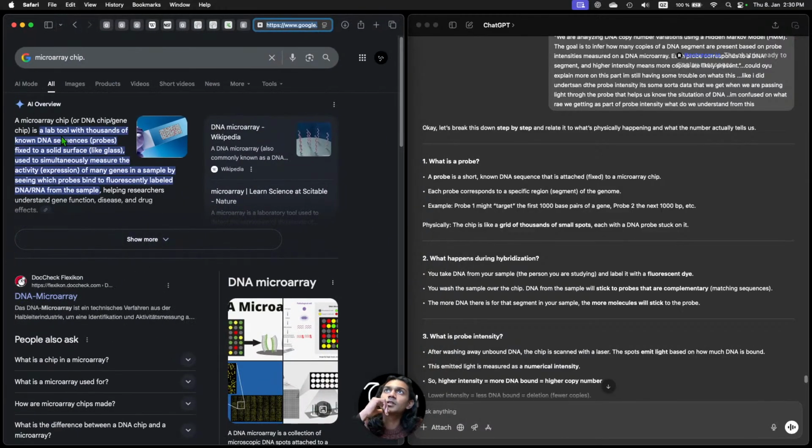A microarray chip is a lab tool with thousands of known DNA sequences fixed to a solid surface like glass, used to simultaneously measure the activity of the genes in a sample by seeing which probe binds to fluorescently labeled DNA or RNA from the sample. Each probe corresponds to a specific segment of the genome. Probe 1 might target the first 1,000 base pairs, and probe 2 might be the next.